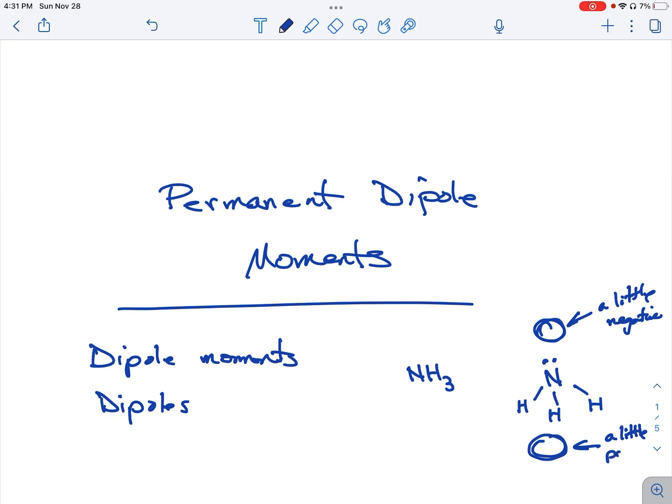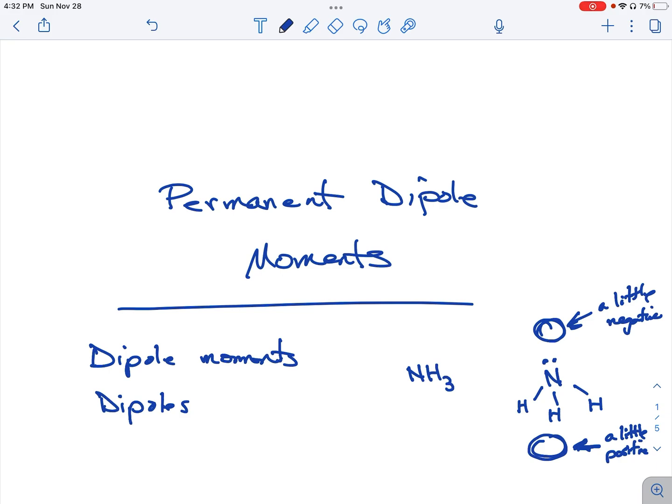Now, when we say a little negative and a little positive, we don't mean a full-blown plus one, minus one like you would have in an ionic compound like NaCl. These are molecules, so it's not nearly to the extremes that you find in an ionic compound. You might be talking about a charge of negative 0.1 or 0.2 and a positive 0.1 or 0.2. But it's still enough that it's important for reasons we're going to come to in later activities.